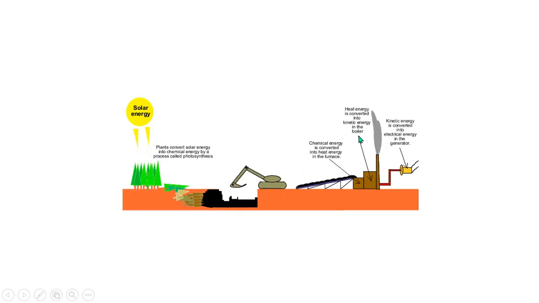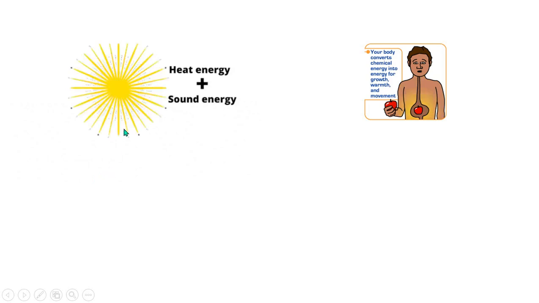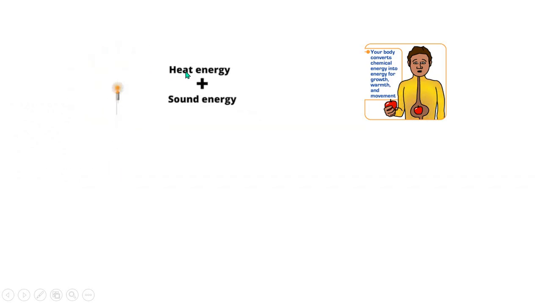Here the chemical energy is changing into heat energy, and then the heat energy is converted into kinetic energy in the boiler, and this kinetic energy is converted into electrical energy in the generator. And here the electricity is generated with this kinetic energy. This is a chemical energy like crackers, which is converted into heat energy and sound energy.